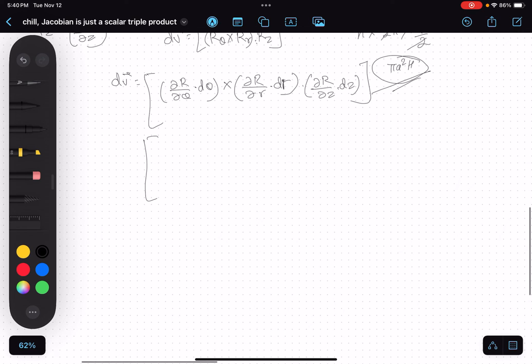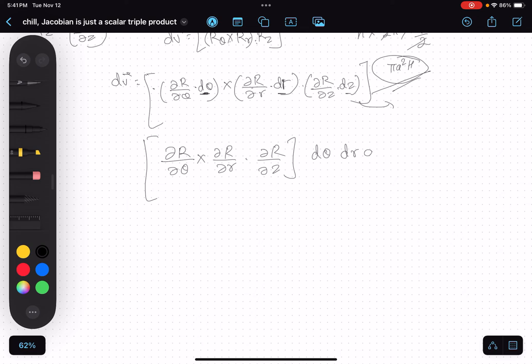First of all, since these are just constants, I can take them out of this product, because a constant can be taken out of the brackets. So this is actually partial r by partial theta cross partial r by partial r, dotted with partial r by partial z, times d theta dr dz, right?